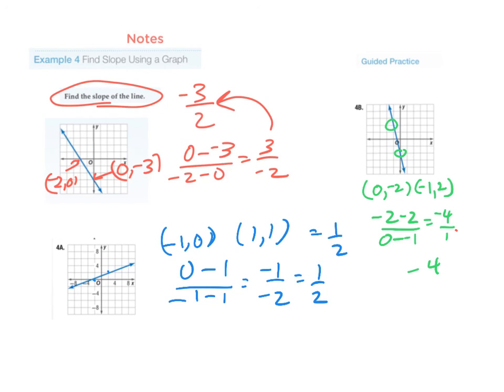I don't know if you've noticed, but each of the slopes corresponds to how the line looks. When the line goes from left to right down, we have a negative slope. If the line goes from left to right up, we have a positive slope. So that way, if you do your math wrong and you end up with a positive or negative number, you can look and see, I should get a negative answer, and I do.